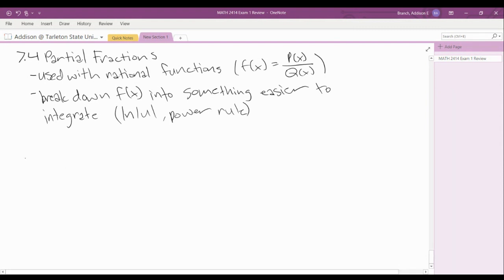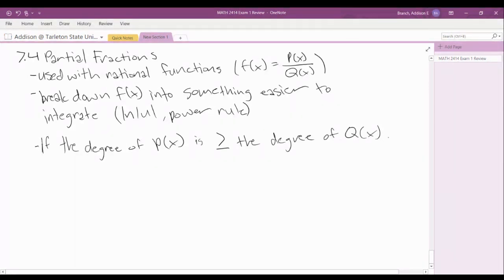Now, one big thing to remember is if you're going to do partial fractions, if the degree of p, or your numerator, is greater than or equal to the degree in your denominator, you must perform long division before you start partial fractions.